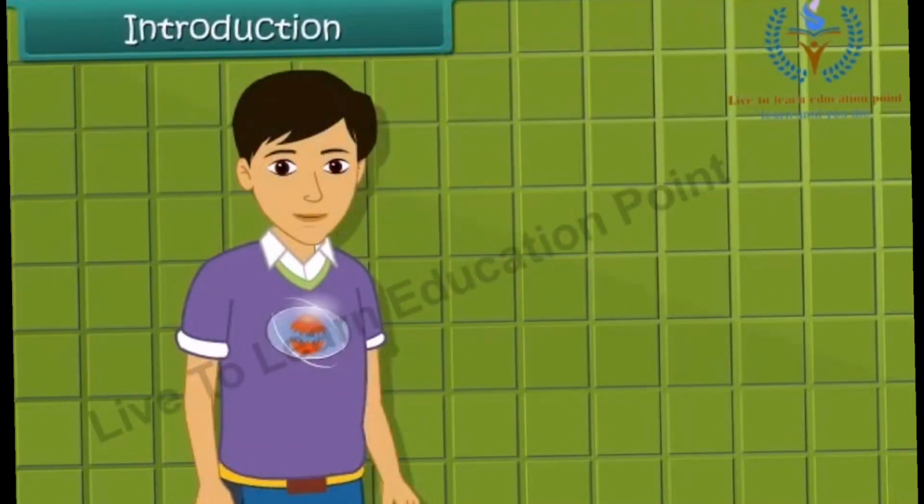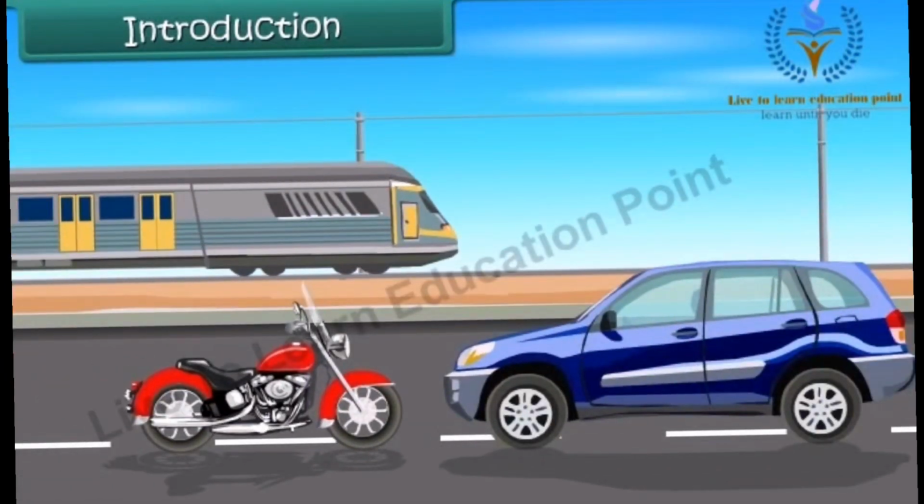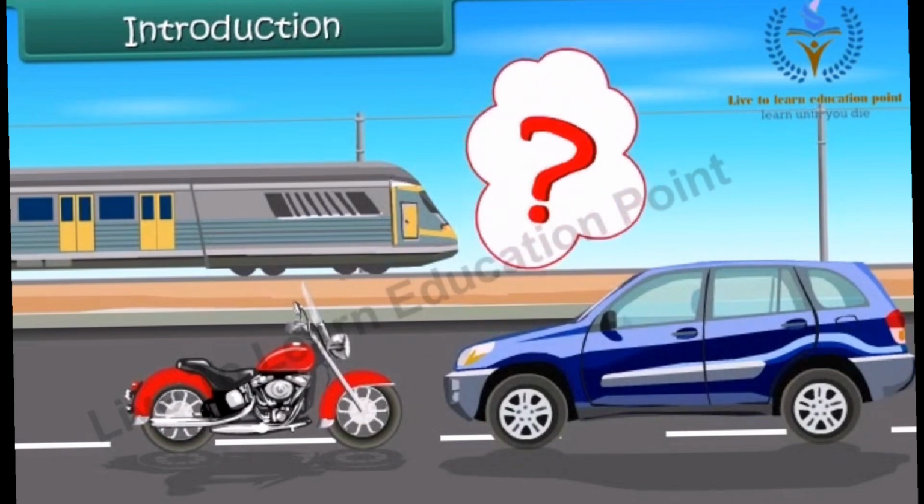Introduction. Hi friends, we can see so many vehicles like bikes, cars, trains, etc. all running around us. They don't eat any food like any living being do. Then how do they get their energy?